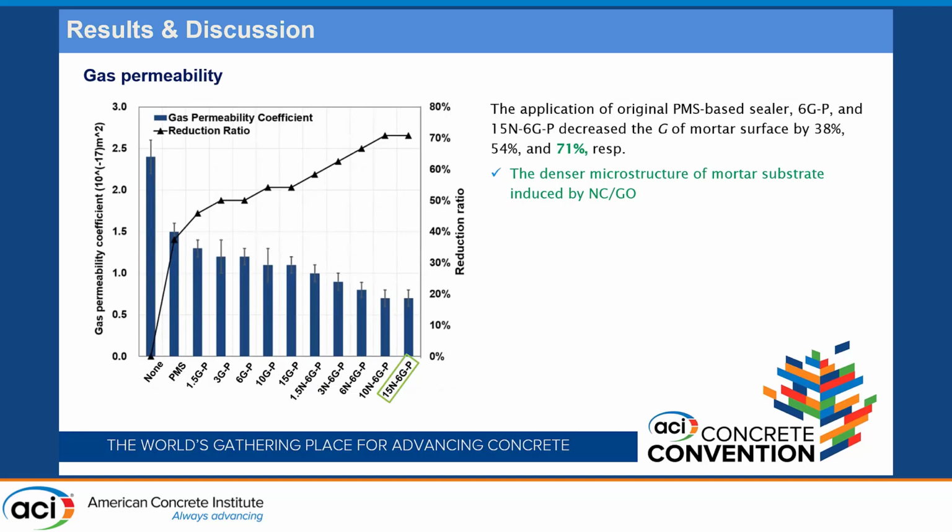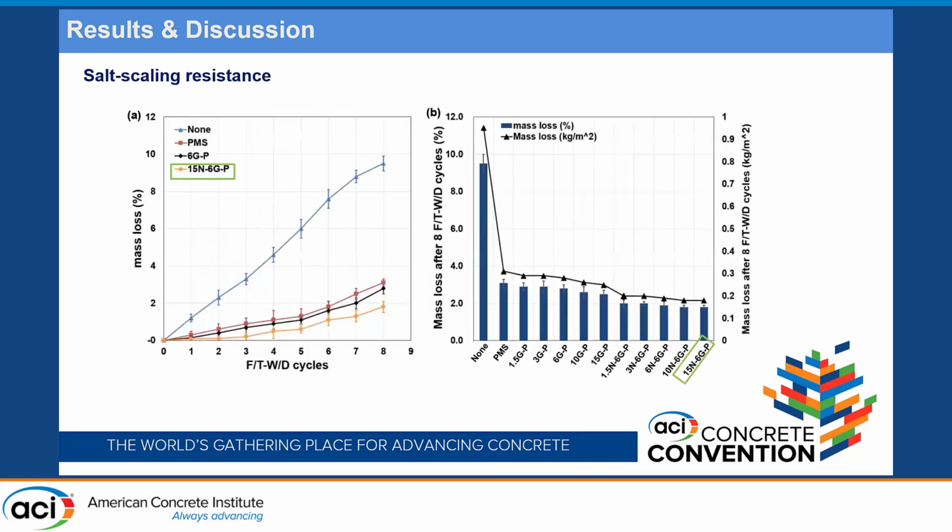Gas permeability is also an important performance. The air, the CO2, the oxygen and the moisture vapor usually will increase the corrosion risk. Here is the soil scanning resistance. The result is obvious: the PMS sealer with these nanomaterials decreases the mass loss greatly.